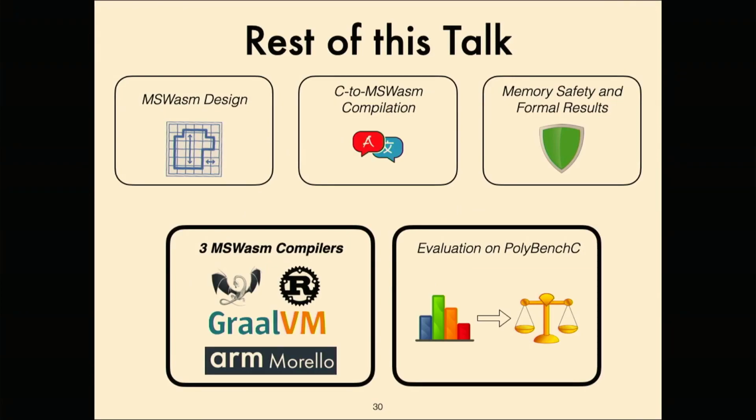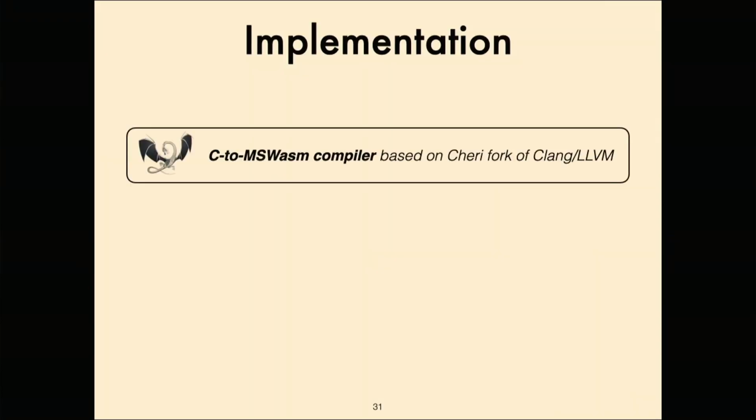Now I'm going to talk about the actual implementation in the last 5 minutes. More importantly, I'm going to answer the question on whether MS-Wasm memory safety abstractions enable the compiler to leverage platform-specific features. In our implementation, the compilation pipeline has two stages. The first one is the C-to-MSWasm compiler, which is based on the CHERI fork of the Clang LLVM compiler. Specifically, it modifies the fat pointer implementation in the CHERI fork to emit handles.